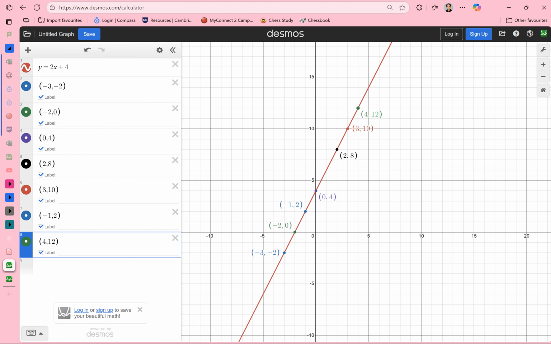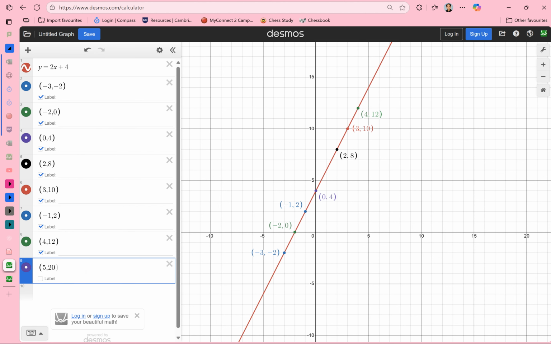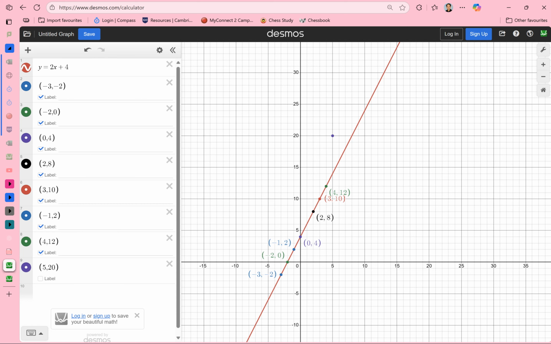Let's do another one. If I chose 5 and I wrote 20, can you see how that coordinate does not sit on the line? The reason why it doesn't sit on the line is because you're not following the rule. The rule says in order to sit on this line, which is double x add 4, so if you want to know if it sits on the line, check. Does it fit the rule? So if x is 5, what should the y coordinate be to make sure you sit on the line?